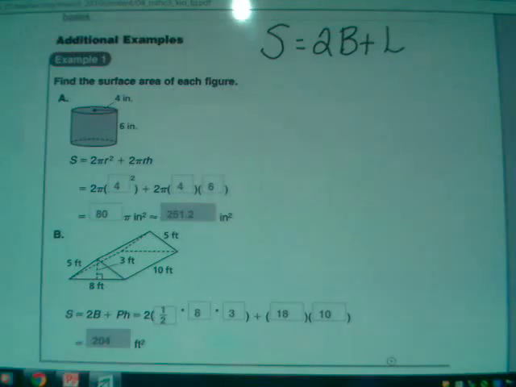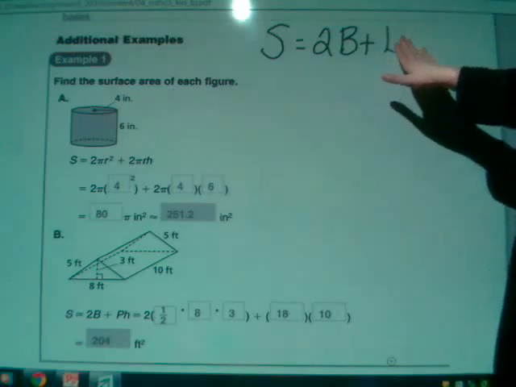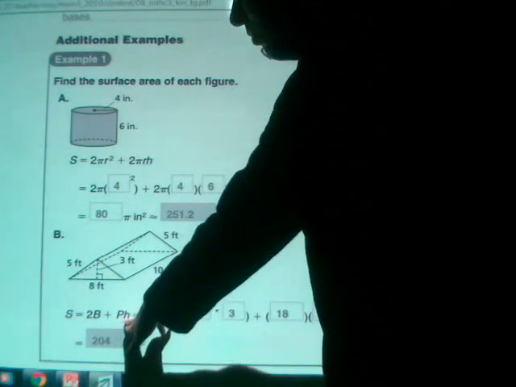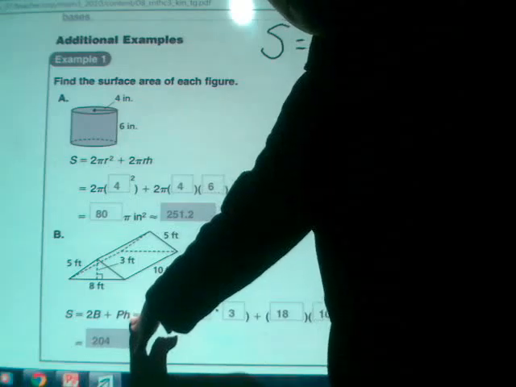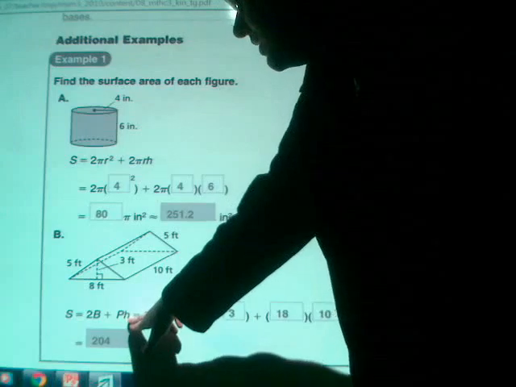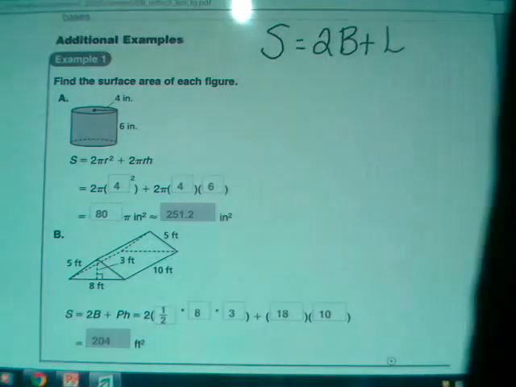And as you can see, that means this formula is going to be written a little bit differently down here when we get to our prism. Notice instead of writing L, they wrote P times H, because that's what the lateral area is on a prism. It's the perimeter of the base times the height of that base.